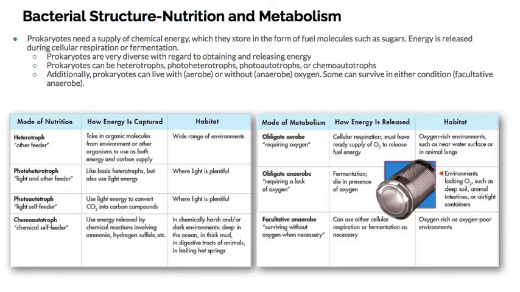And prokaryotes also need a supply of chemical energy, which they can store in the form of fuel molecules such as sugars. Energy is released during cellular respiration or fermentation, much like humans. So prokaryotes are very diverse with regard to obtaining and releasing energy. So here's kind of that table. Prokaryotes can be heterotrophs, photoheterotrophs, photoautotrophs, or chemoautotrophs.